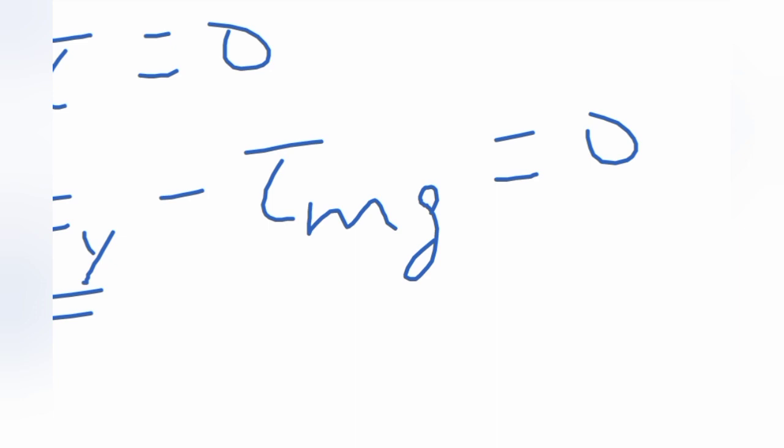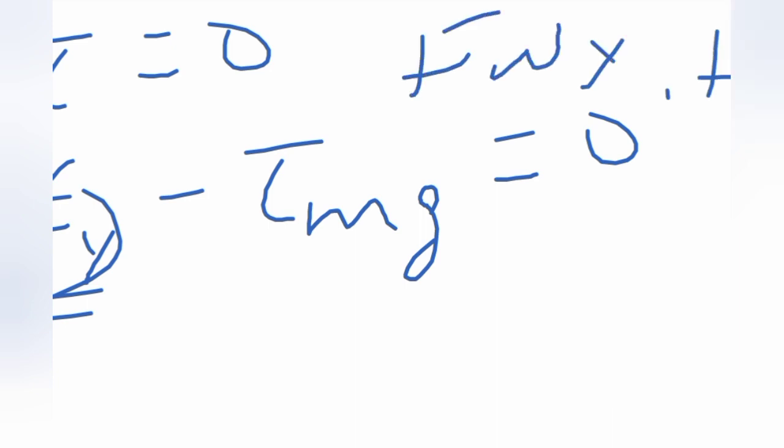The other forces do not produce torque except weight and Ty. The other forces do not produce torque: Tx is along the bar, so it does not rotate the bar and makes no contribution. The other forces, Fw of x and Fw of y, the forces from the wall, are applied directly at the axis of rotation, so they do not create torque. So we ignore these forces. Except for weight and the force along the y axis, there is no torque created.